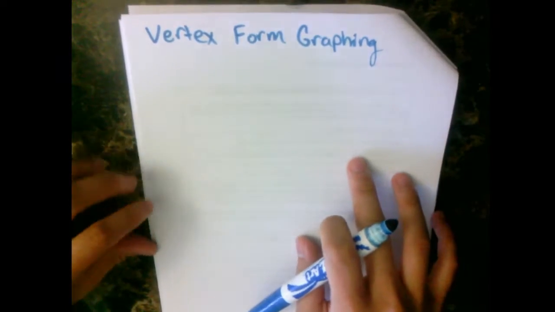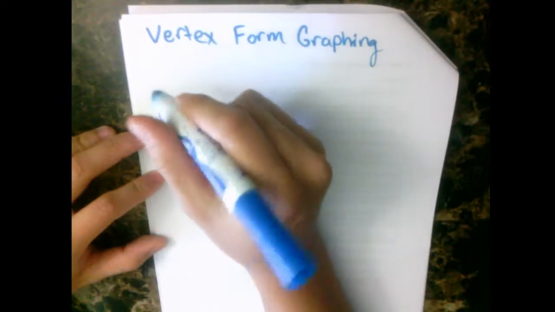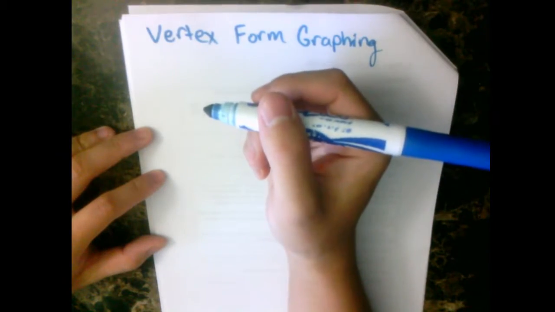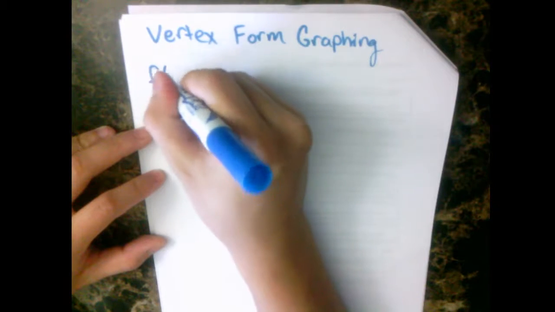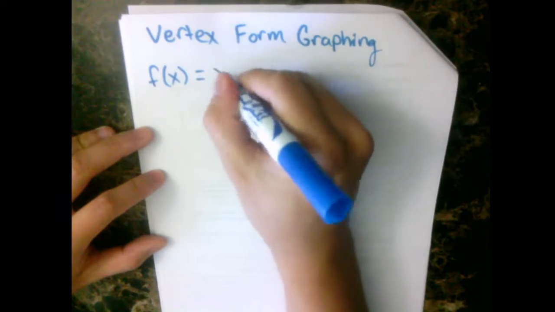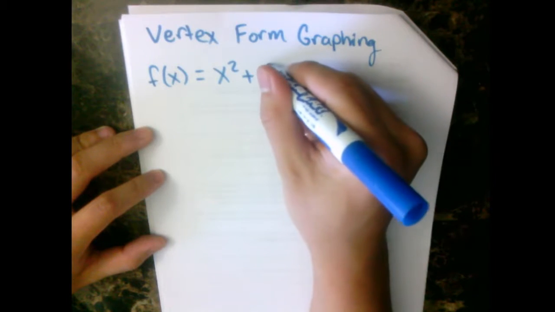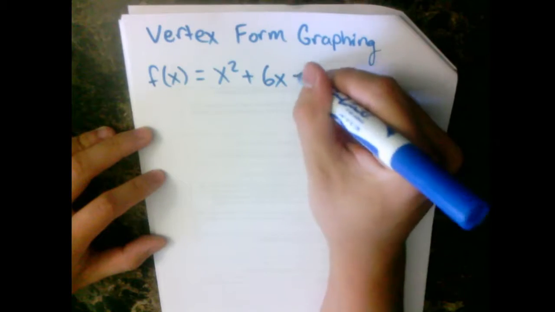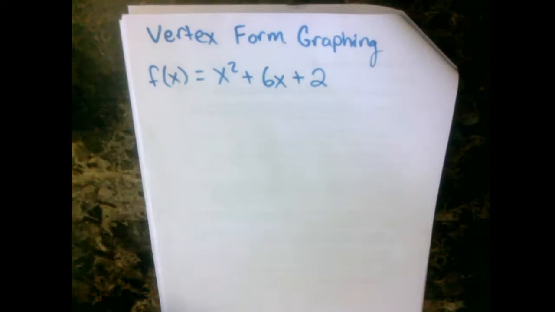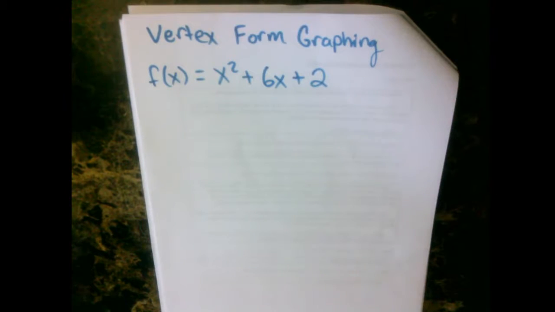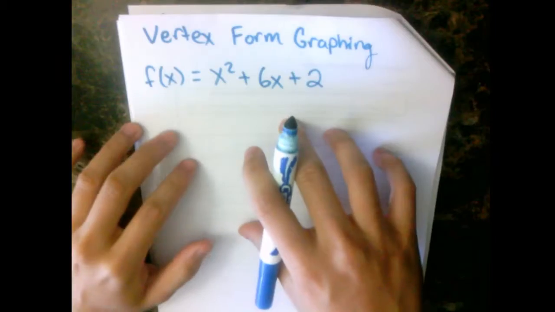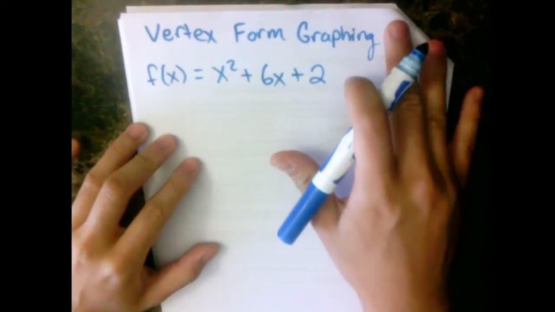Alright, and we'll just start with a graph that we're used to. Something like f of x is equal to x squared plus 6x, I don't know, plus 2. Something like that. Now you could easily do this with your vertex formula, negative b over 2a, all that jazz, but on your test, we're going to also have it where you have to change things into vertex form and graph things from vertex form.